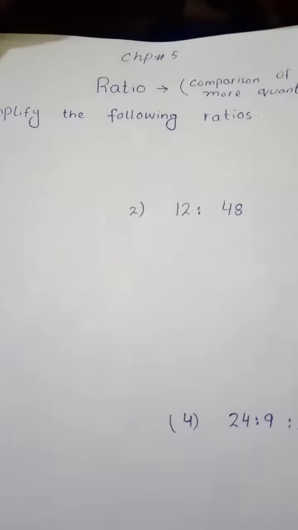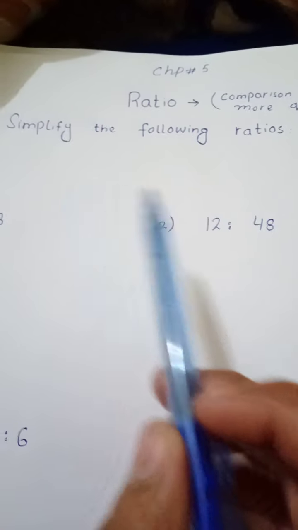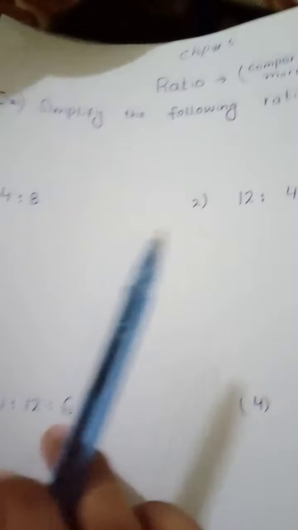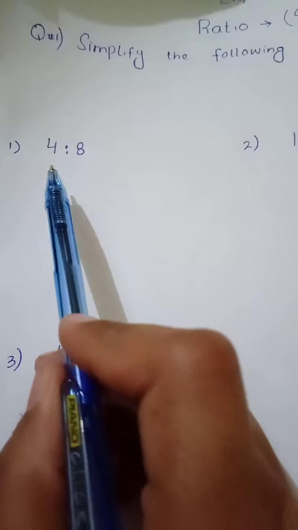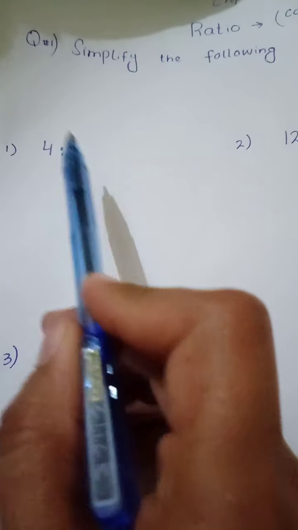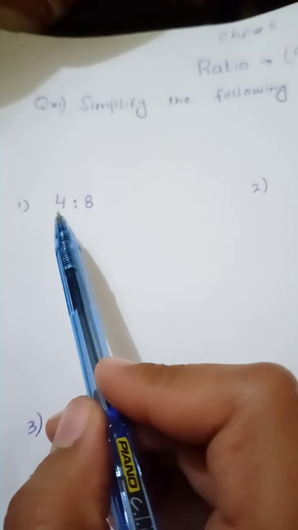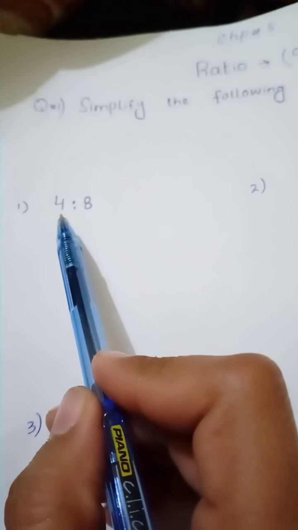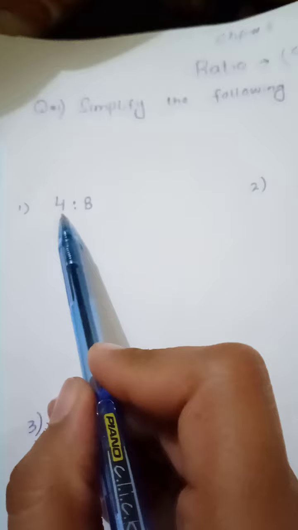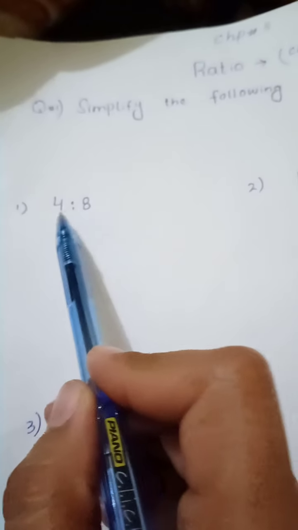So, in my first question, I have to simplify the following ratios. You can see question number 1, that is 4 ratio 8. How will you read it? 4 ratio 8, right? So, how do we simplify them? Simplification means you will check what is the common factor of these two numbers.